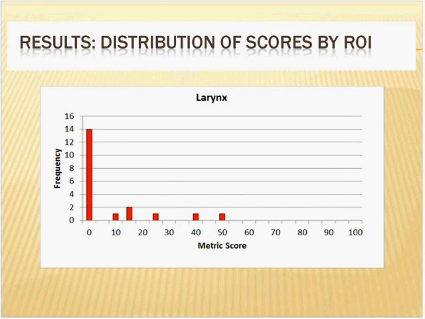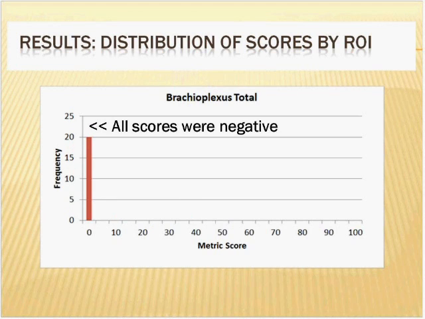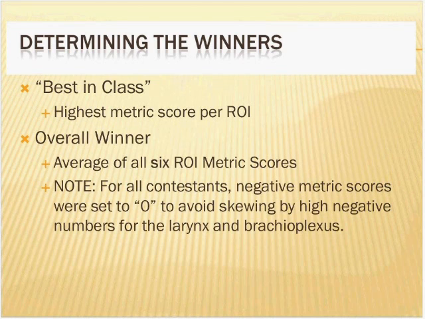The larynx, we start to get very low metric scores. I'm truncating any metric score that was less than 0. I'm just making it 0 so as not to skew. And then all the scores were negative for the brachial plexus. So you can see how complicated that was, but hopefully what Dr. Wheeler taught you earlier might clear that up.